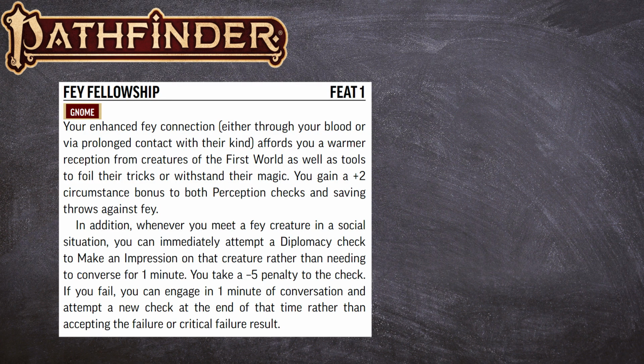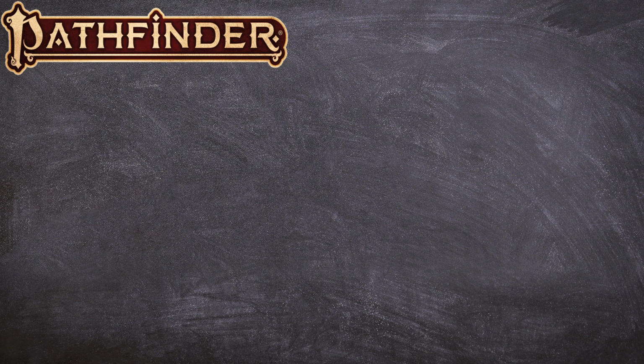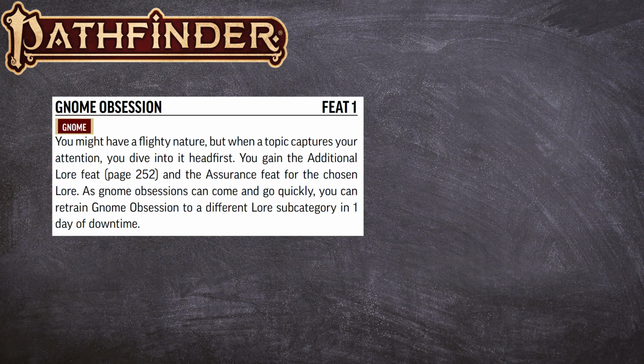Fey Fellowship. Hmm. It looks like they got rid of a clause that used to be here, a special clause. I'm no longer seeing that. So now it just works on anything. You don't have to worry about that special condition. All right. And for Gnome Obsession, it looks like almost a completely different feat. I'll just read it out. You might have a flighty nature, but when a topic captures your attention, you can dive into it headfirst. You gain the Additional Lore feat and the Assurance feat for the chosen Lore.